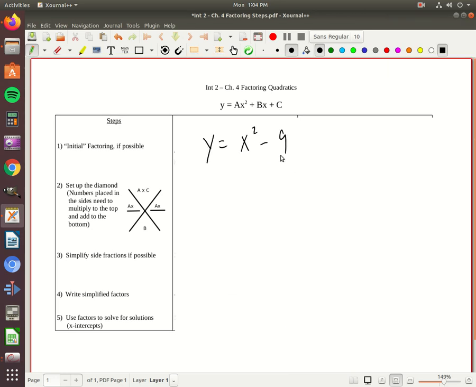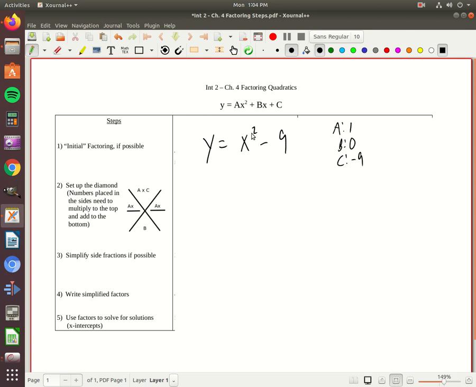If we get a problem like this, I hope you see our issue here. Clearly the a is 1, but there is no b. Well, think about it. What is 0 times x? It would just go away. So our b must be 0. And our c is negative 9.